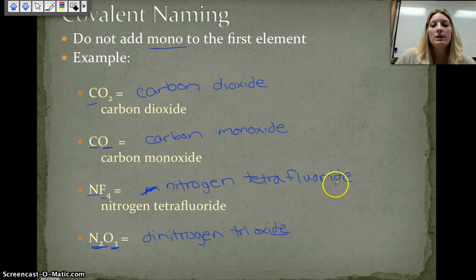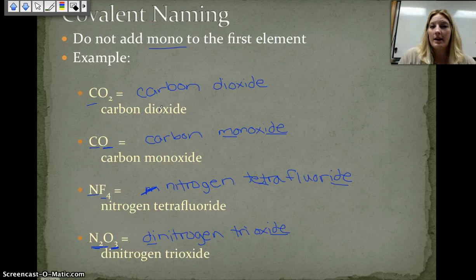Okay, so in each of these we ended with the ide. We put a prefix in front of each of them unless it was 1 in the first element. And it's as easy as that.